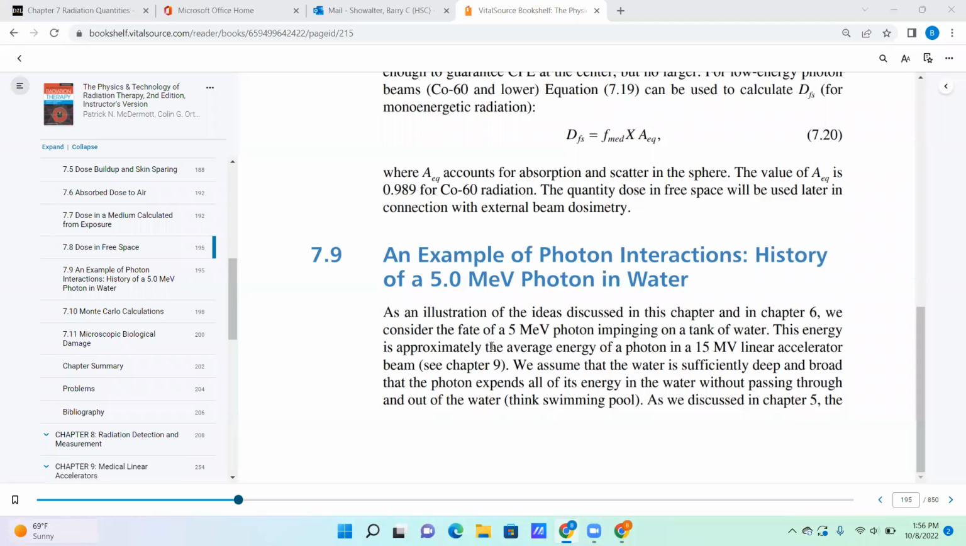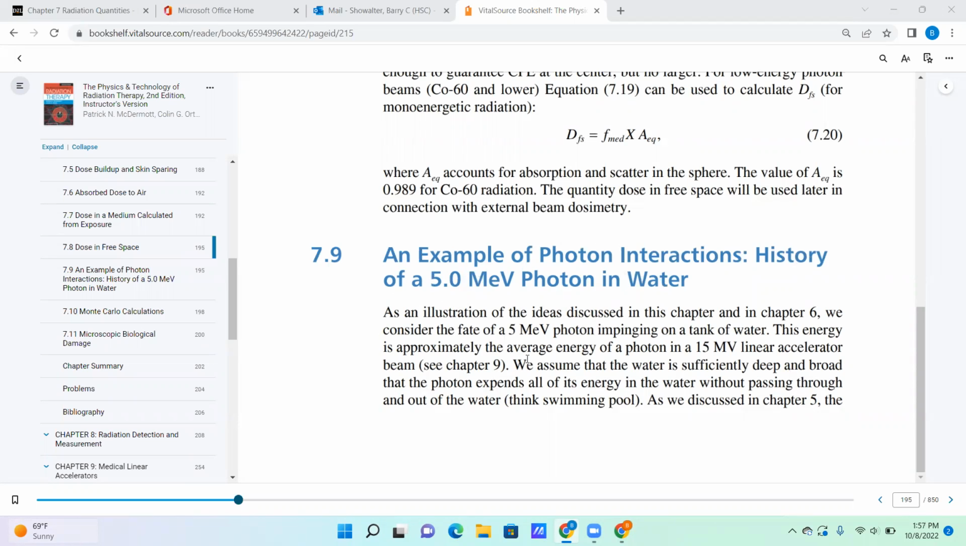Okay, so let's finish off the last three sections here of chapter 7. So we've got an example here of photon interactions, history of a 5 MeV photon in water. As an illustration of the ideas here in chapter 6, we're going to look at a 5 MeV photon that's going into a tank of water.